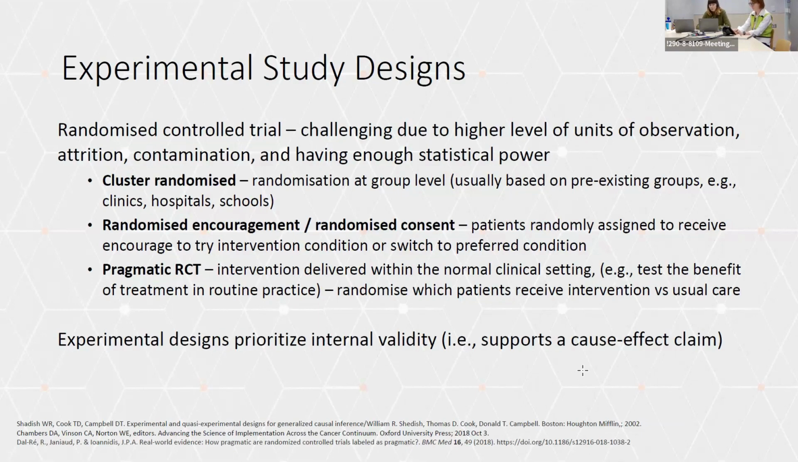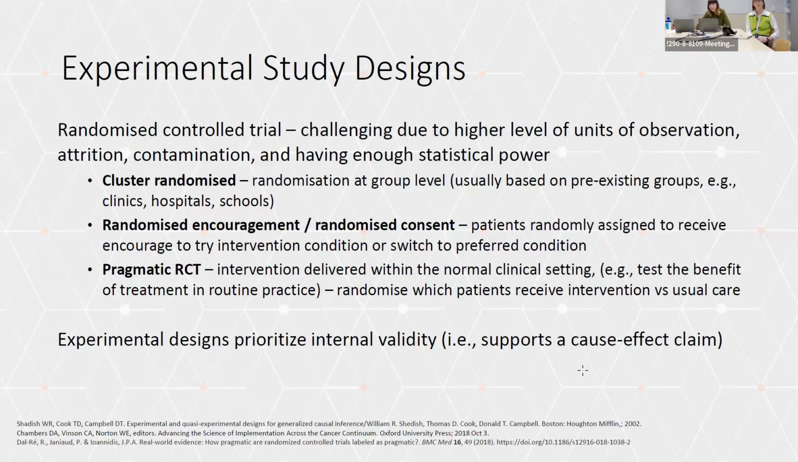There's a cluster randomized trial where you randomize on the group level. So maybe you do it by clinic or hospital. There's randomized encouragement where you could have patients randomly assigned to receive encouragement to try it. So maybe patients are randomly assigned to be encouraged to use a mobile app, for example. And then there's a pragmatic RCT, where the intervention is delivered in a normal setting, and you're trying to test the benefit in routine practice. So you're getting patients who receive the intervention versus just usual care.